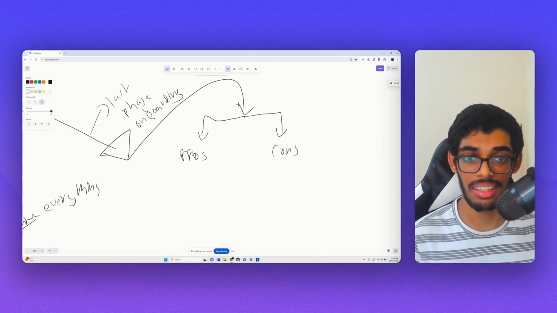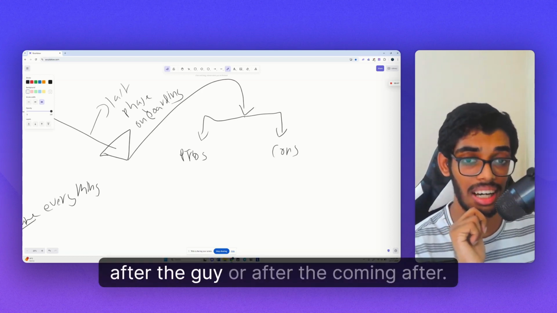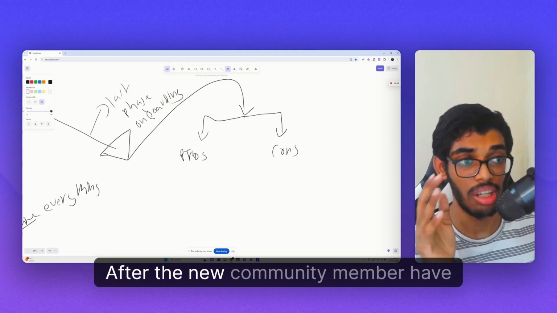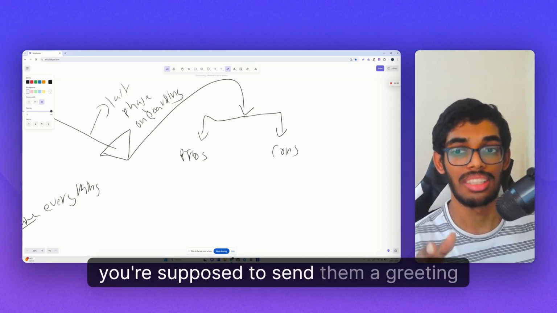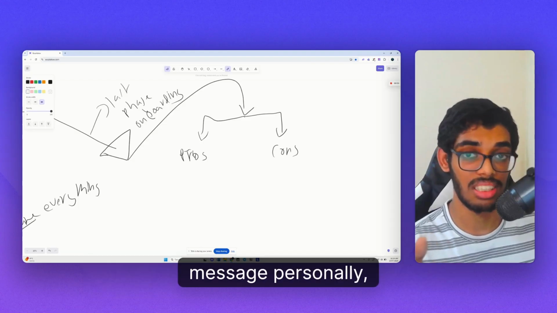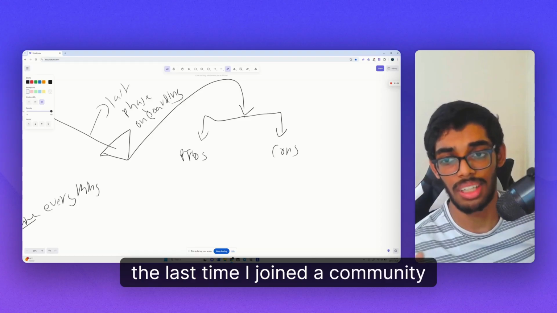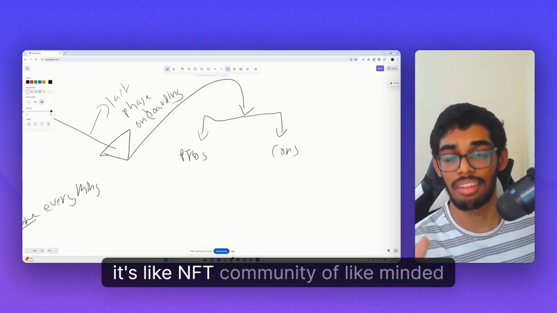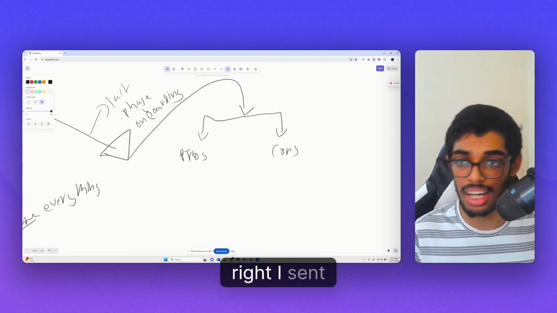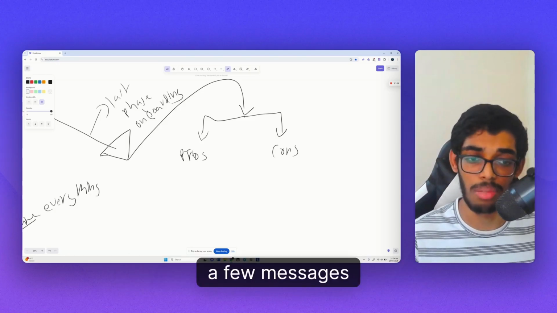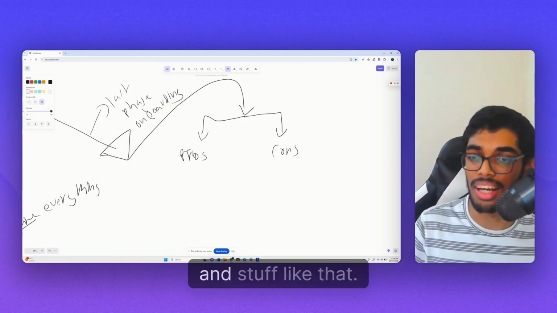So basically, the last onboarding phase is after the new community member has joined your community, you're supposed to send them a greeting message personally, a personal message. For example, the last time I joined a community called Jirasan, right? It's like an NFT community of like-minded people. So when I joined their community, I sent a few messages saying, "Hey guys, I just bought my Jirasan right now," and stuff like that.